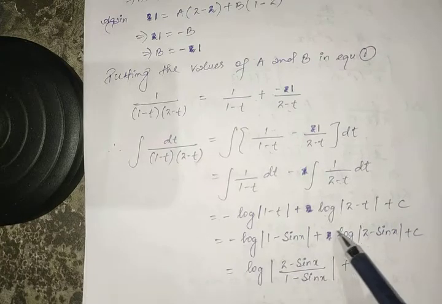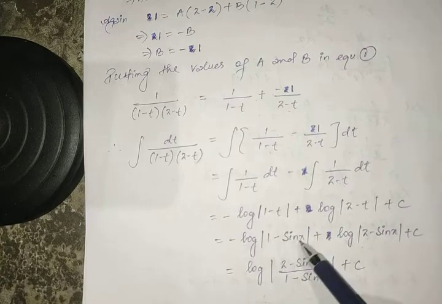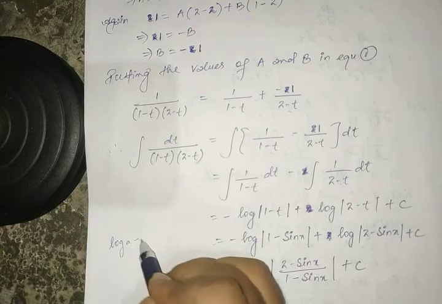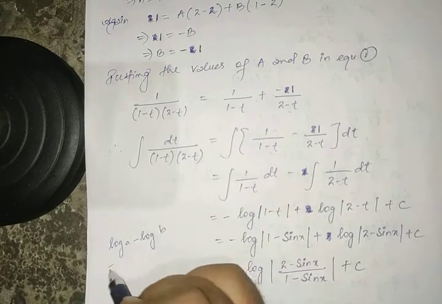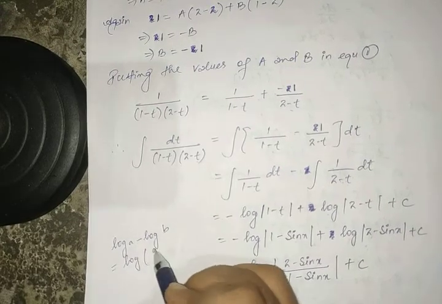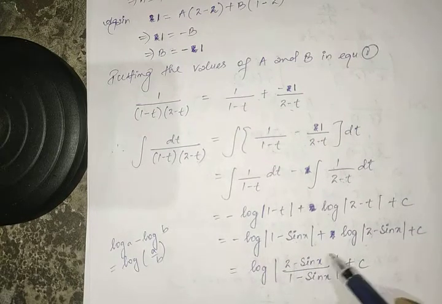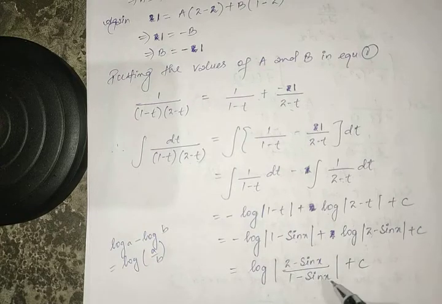So this one we can write like this: log a minus log b, right? What's the formula? Log a minus log b, I've given before also, that is log a by b, right? So same thing, this is log a and this is log b, so log a by b. So log mod of 2 minus sin x divided by 1 minus sin x plus c. Okay, this is the answer.